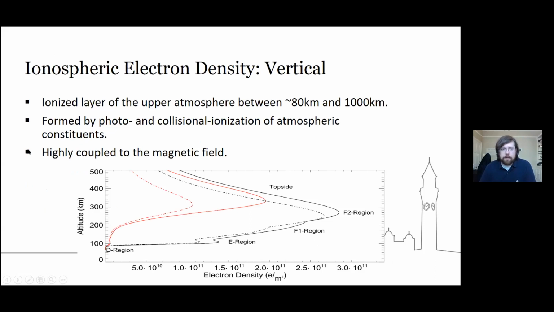So the ionosphere is a layer of the upper atmosphere, or an ionized layer of the upper atmosphere, between about 80 and 1,000, 2,000 kilometers altitude. It's formed predominantly by photoionization, or at high latitudes by collisional ionization, of the upper atmosphere. And by virtue of it being an ionized plasma, it's highly coupled to the Earth's magnetic field.